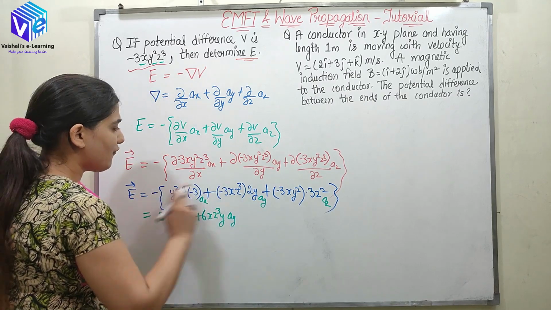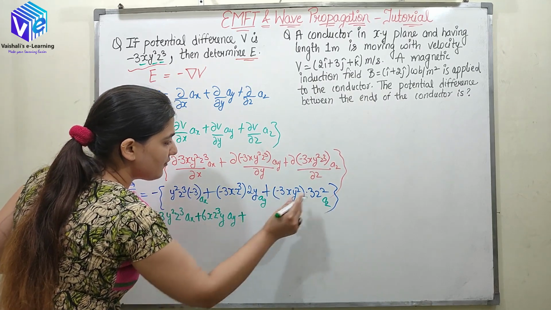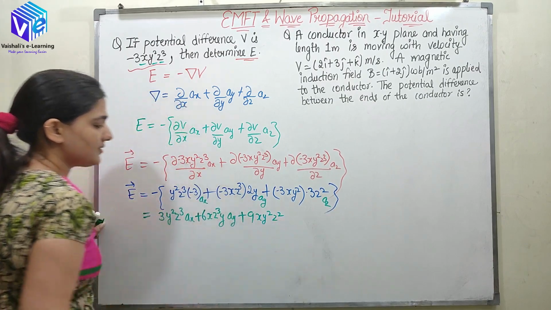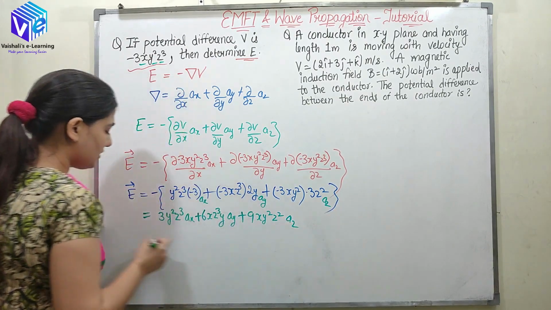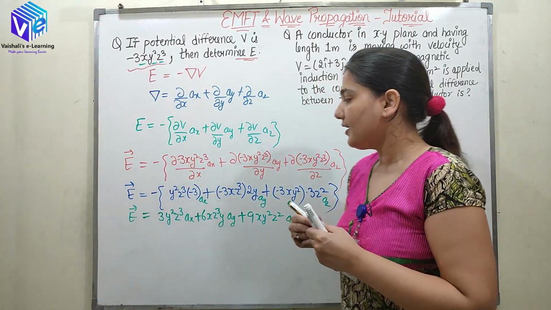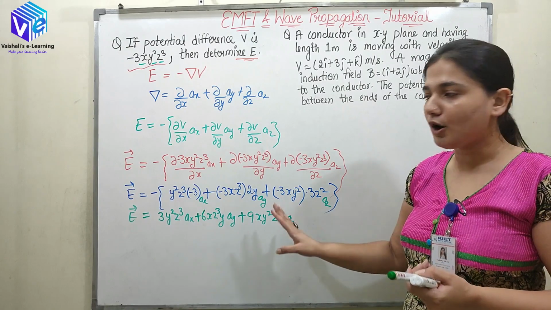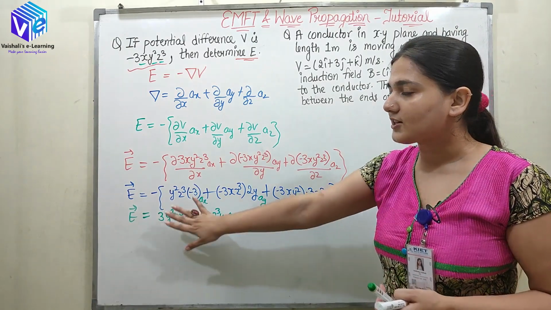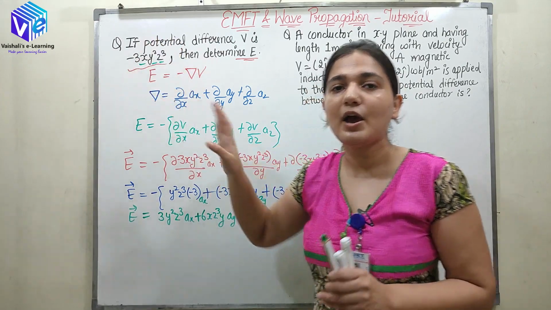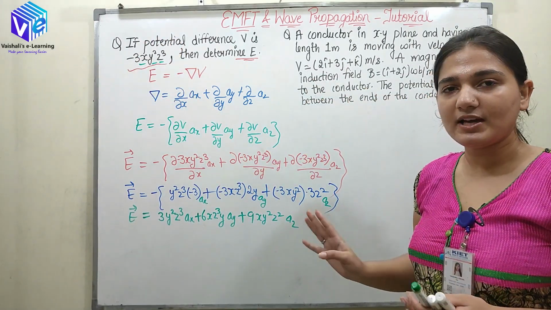Now here negative of negative will again be positive. Here 3 into 3 will be 9. So it will be xy square z square az. So this is my electric field intensity, and it is in xyz direction. So now I hope you got how I found out the electric field intensity when the potential difference was given. So it's a simple question.